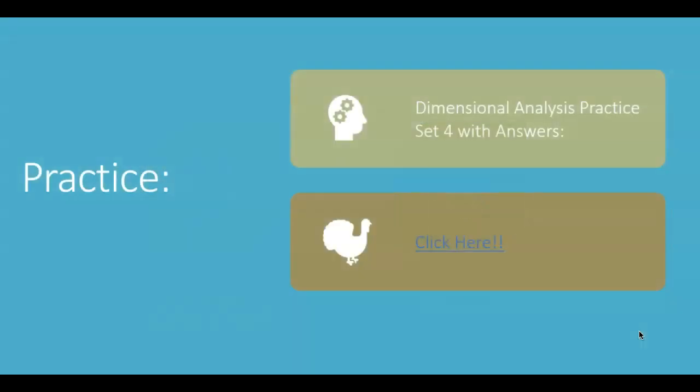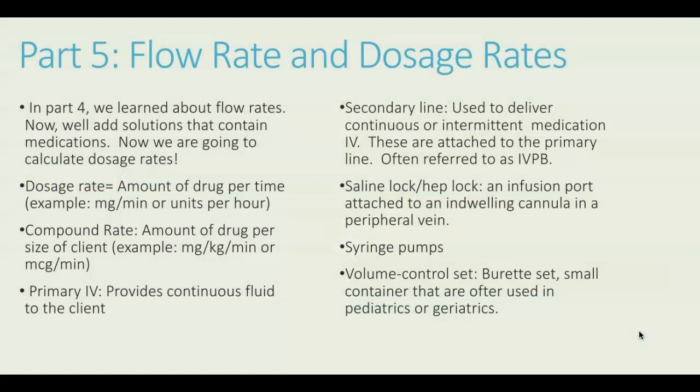All right, moving on to section 5, IV flow rates and dosage rates. In part 4, again, we learned about those flow rates. Now we are going to add some solutions, not just plain solutions, but solutions that actually have medications in them. We're going to calculate dosage rates. It's like how many milligrams or micrograms someone's getting over a certain period of time. The dosage rate, again, is how much of a drug for how much of a period of time, so how many milligrams per minute or units per hour, and so on. A compound rate would be something that is weight-based, like milligrams per kilogram per minute or micrograms per minute.